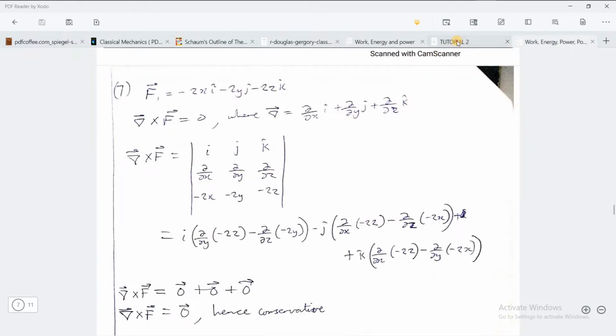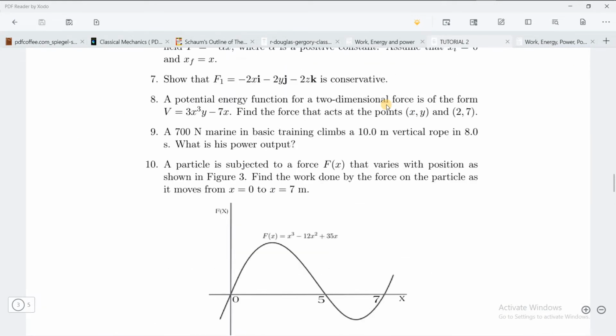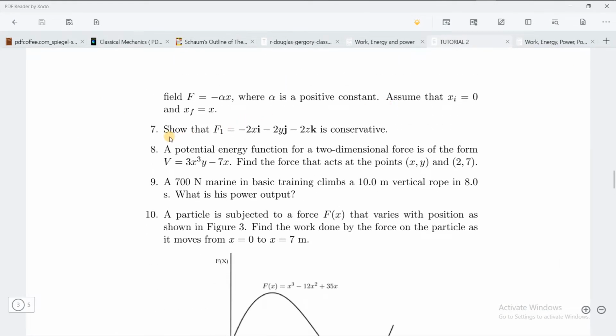So you see here we have number 7. Let's look at number 7 here. Number 7 is saying show that F1 equals minus 2x i minus 2y j minus 2z k is conservative. That's what we've been told to show. We've been told to show that this force field is conservative. And for us to show this, we're going to follow the procedure here.